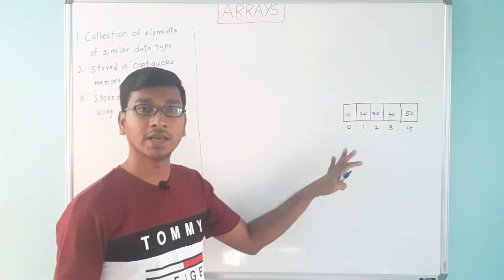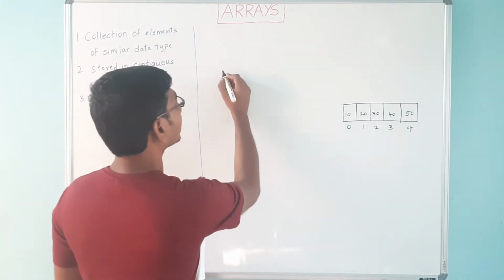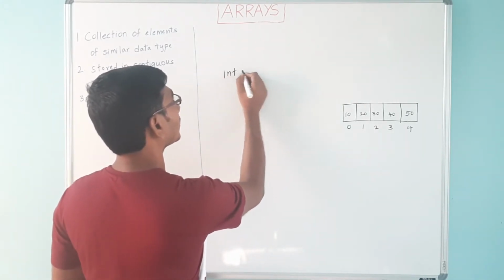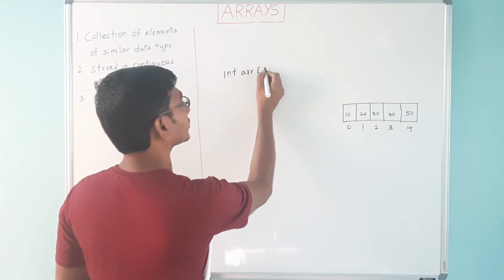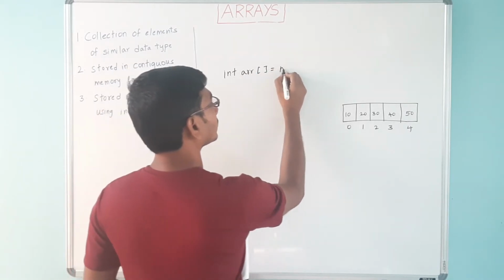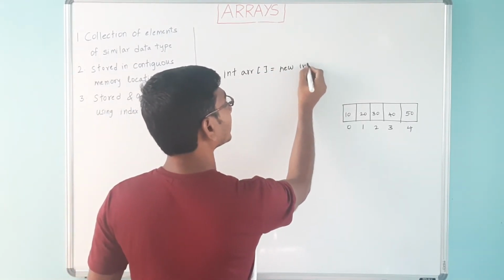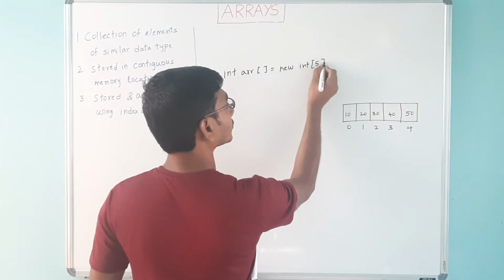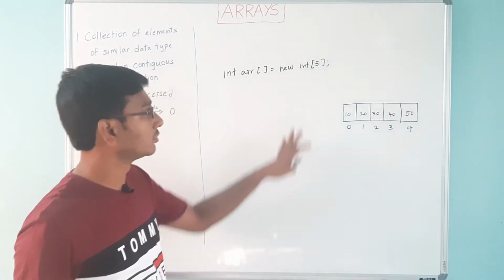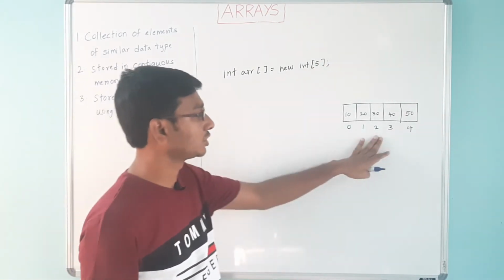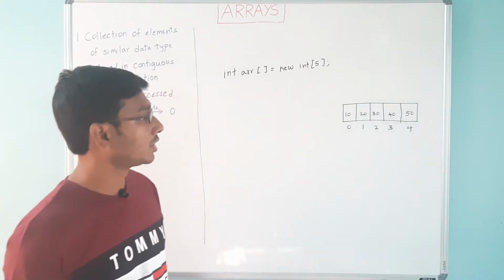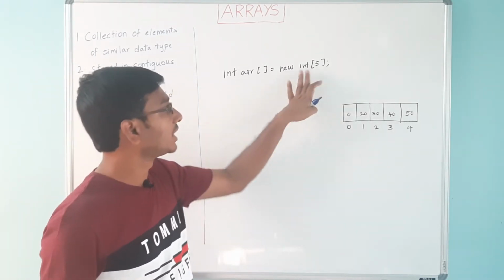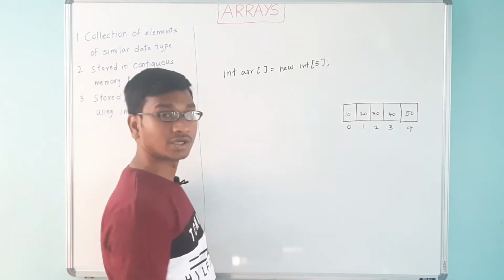Now let's understand the length of the array. How to get the length of an array? For example, I have an array like this: new int of 5, to store 5 integer values, right? So this is the array. Now I want to get the length of this array. So how to get the length of an array?